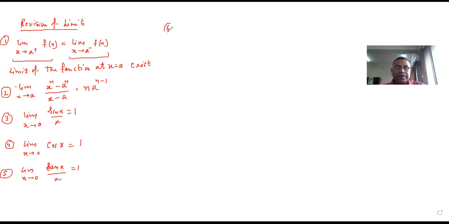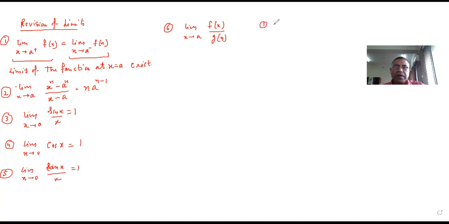The sixth is, we have to take care of the denominator. If the limit is of the form, suppose, limit x tends to a f(x) upon g(x), you have to take care that the function in the denominator will not be 0. If this function is 0, the total function becomes undefined. So we have to make this g(x) free from 0. There are various ways by which we can make g(x) free from 0.